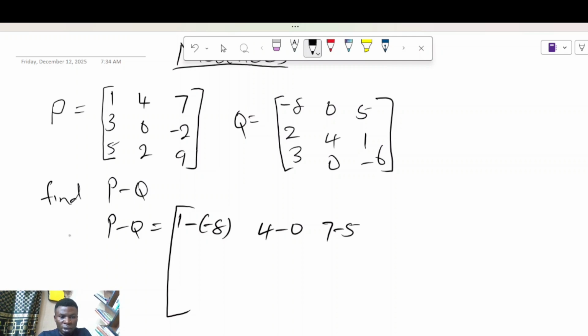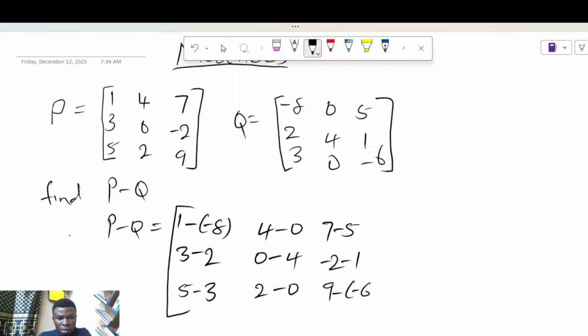And on the second row, we have 3 minus 2, and then 0 minus 4, then minus 2 minus 1. And on the last row, we have 5 minus 3, 2 minus 0, and then 9 minus 6, right?